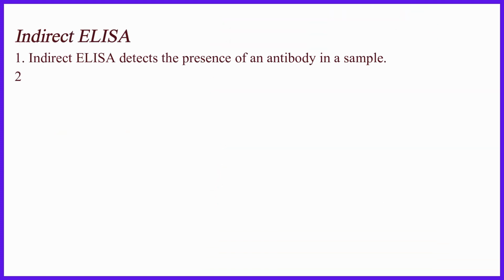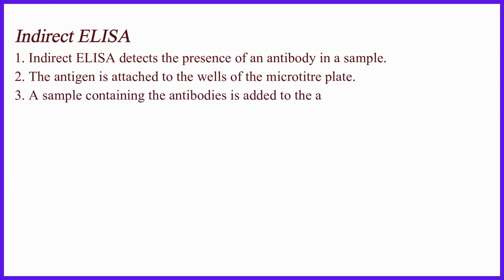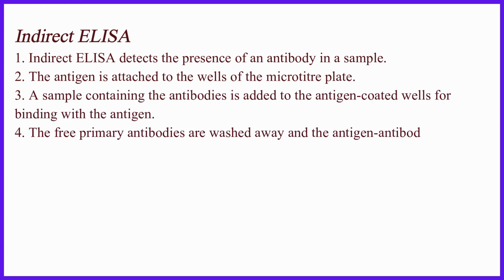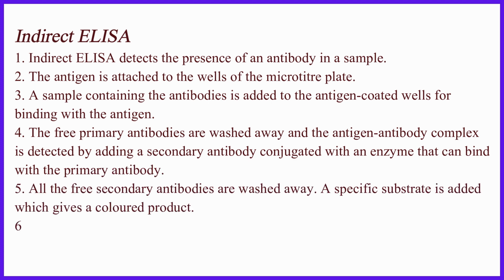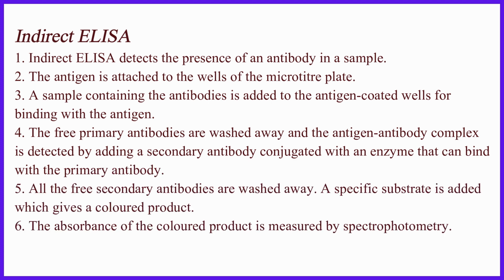Indirect ELISA detects the presence of an antibody in a sample. The antigen is attached to the wells of the microtiter plate. A sample containing the antibodies is added to the antigen-coated wells for binding with the antigen. The free primary antibodies are washed away and the antigen-antibody complex is detected by adding a secondary antibody conjugated with an enzyme that can bind with the primary antibody.